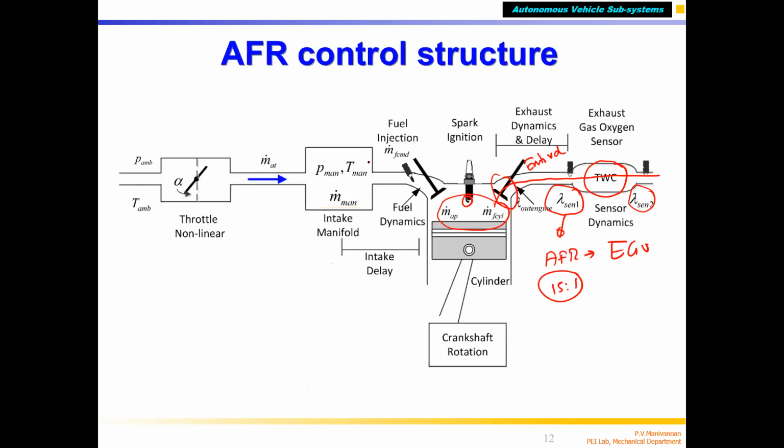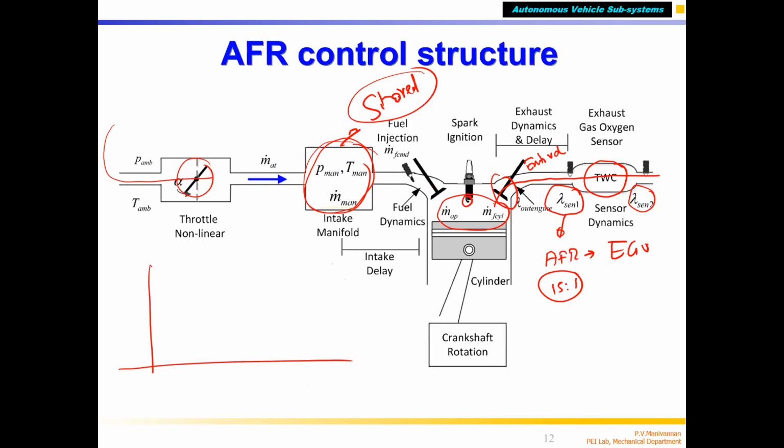If you see here, the air coming from the atmosphere through the throttle body control comes and is stored here. Where is it stored? Here. You know that during the suction stroke, correct? If we see the pressure, just 1 minute, I know the time is up.